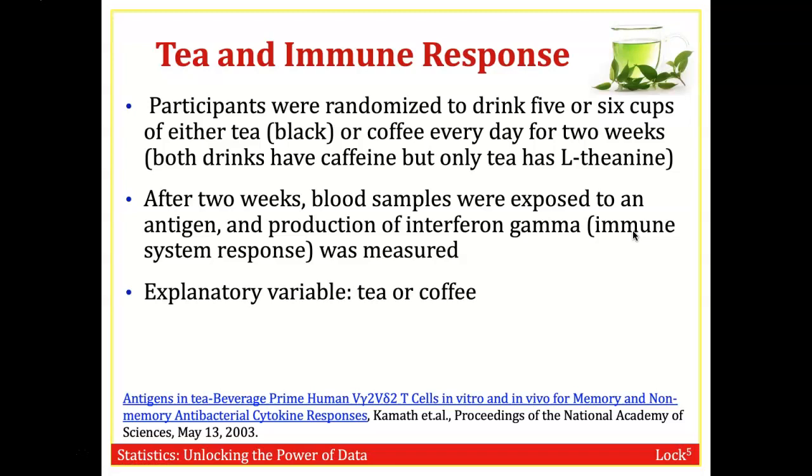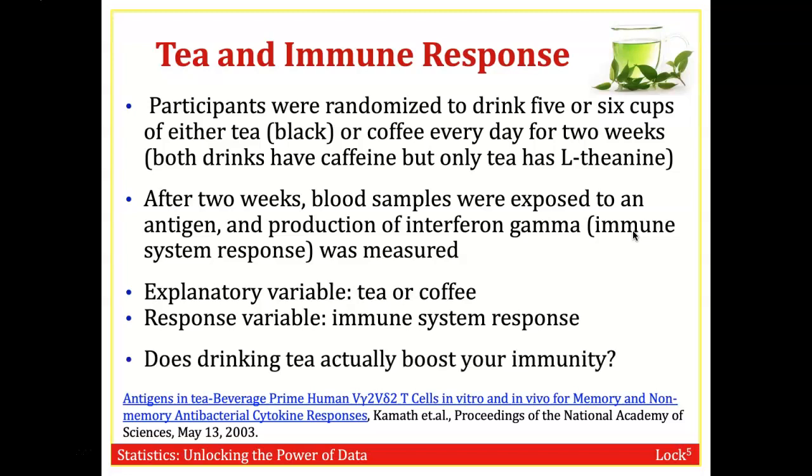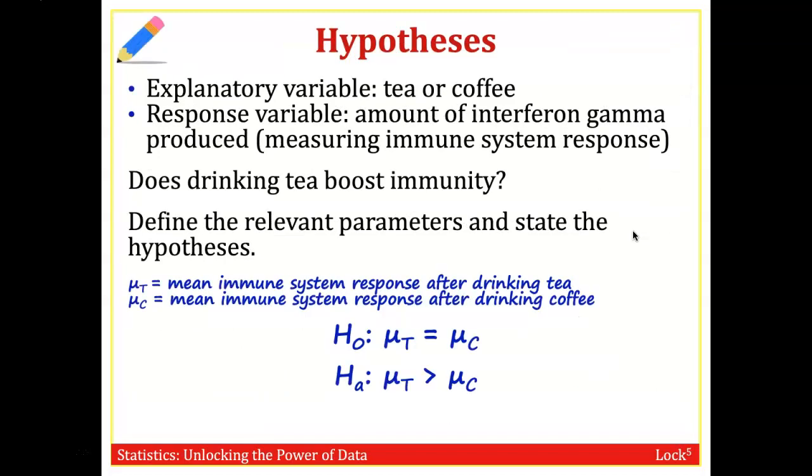Our explanatory variable is whether they got tea or coffee. And the response variable was the immune system response, measuring the interferon gamma production. And so the question is, does drinking tea actually boost your immunity? So we're kind of controlling for caffeine with comparing this against coffee. We want to see if there's evidence that it actually boosts your immunity.